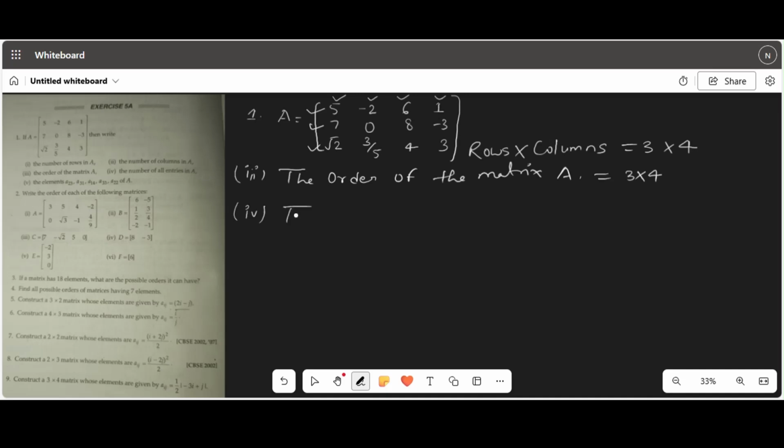The number of all entries in A means matrix A. Okay, it's a given matrix A. So what is the number of all entries? So when we are seeing the total number of elements, how many elements can we count? So 1, 2, 3, 4, 5, 6, 7, 8, 9, 10, 11, 12. By counting, we are calculating this.